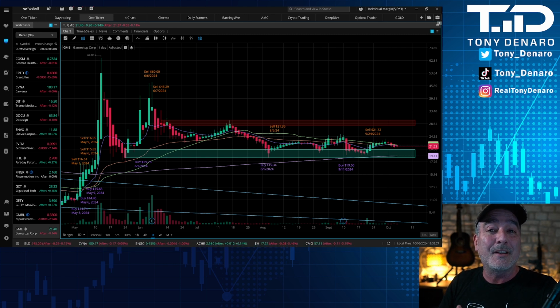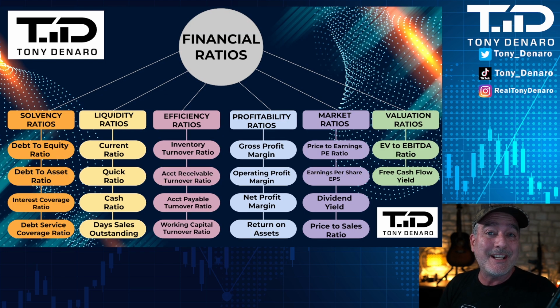I use it in determining where I want to get into this play and how I want to manage my risk. We're going to look at my spreadsheet in just a second, including expectations for GameStop's profits for the full fiscal year and what share price we can derive from that.